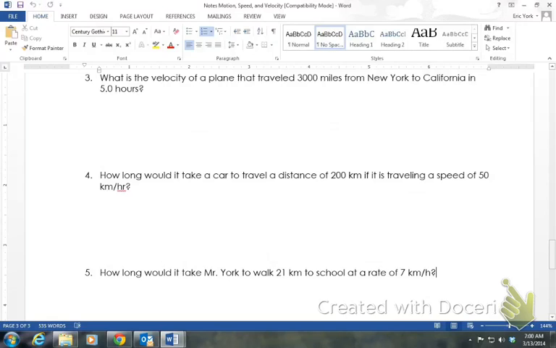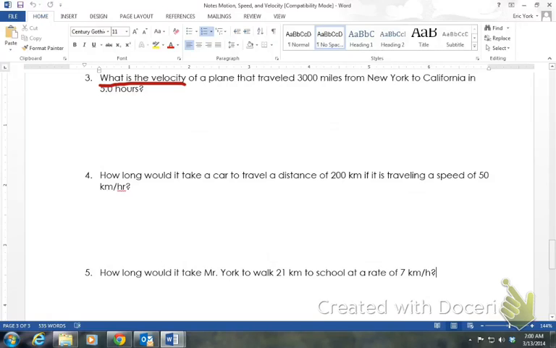Because these problems are worded more like word problems, we need to be able to extract the information from them. So first thing, as I read this question, I see this phrase says, what is velocity? That tells me that's the question. That's what I'm looking for.